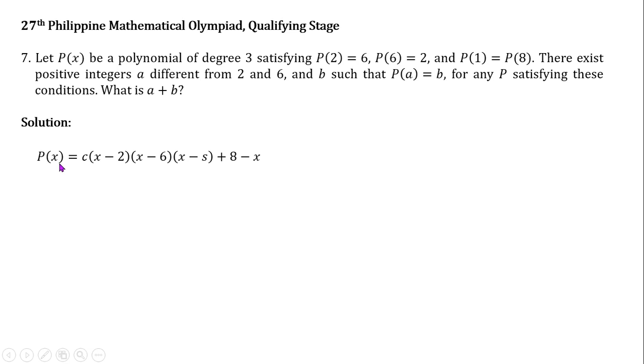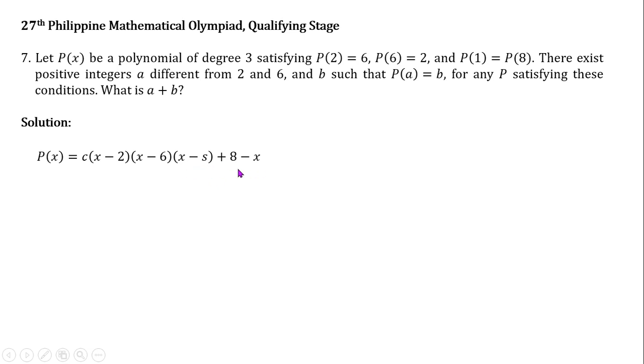Since we don't know the leading coefficient of the polynomial, let us represent it by c. So the polynomial can be represented by p of x equals c times the product of these three binomials. x minus 2 comes from the first condition, x minus 6 comes from the second condition. Now, since the polynomial is of degree 3, there must be another binomial to satisfy that condition, so let us represent that binomial by x minus s.